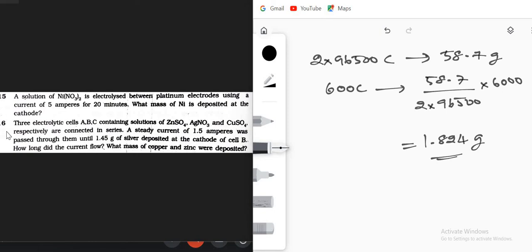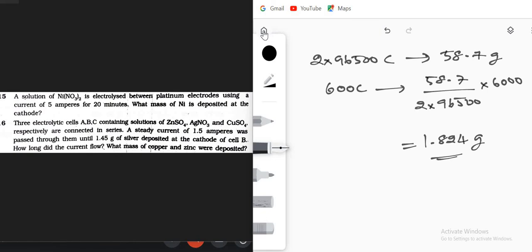Question number 16. 3 electrolytic cells A, B, C containing solutions zinc sulfate, silver nitrate and copper sulfate respectively are connected in series. A steady current of 1.5 amperes was passed through them until 4.5 gram of silver deposited at the cathode of cell B. How long did the current flow? What mass of copper and zinc were deposited?